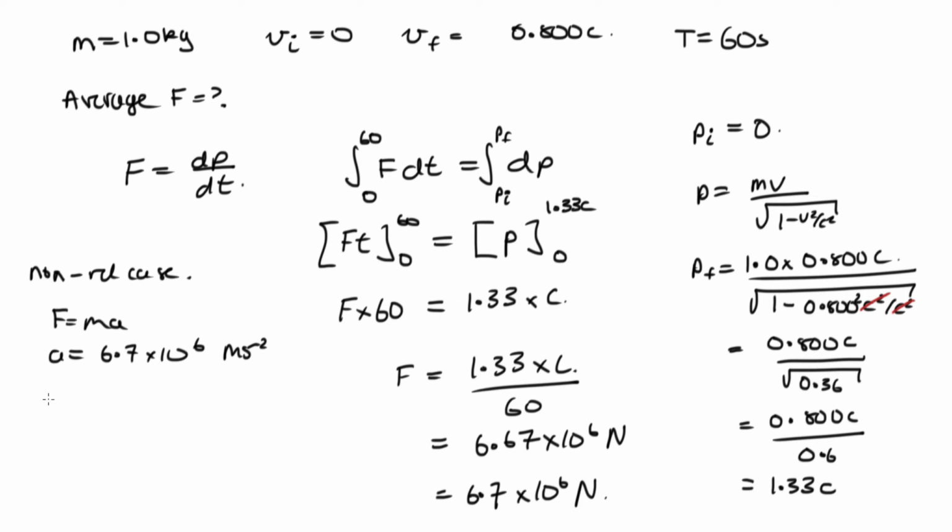And then if we worked out, well, how fast would it be going if it accelerated at this rate for 60 seconds, we can use our kinematic equation here, and this u, the initial speed, was 0. So that would be equal to 6.7 times 10 to the 6 times 60, which gives us 4 times 10 to the 8 meters per second. So you can see, without accounting for relativity, if we applied this force for 60 seconds, we'd end up with a particle which was going faster than the speed of light, which we know is impossible.